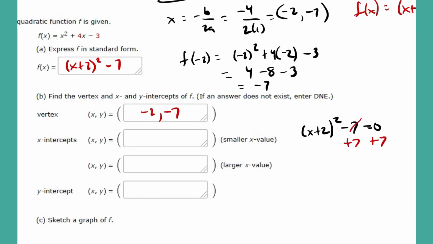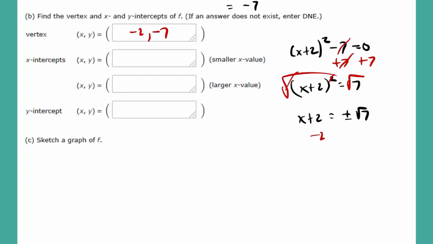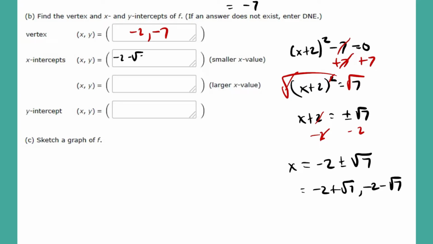If you solve that, you add 7 to both sides. You're going to get x plus 2 squared equals 7. Square rooting both sides gives us x plus 2 equals plus minus radical 7. Then subtract 2 from both sides. So you end up with x equals negative 2 plus or minus radical 7, which is negative 2 plus radical 7 and negative 2 minus radical 7. So those are the two x-intercepts. The smaller one goes first, and the bigger one goes second.